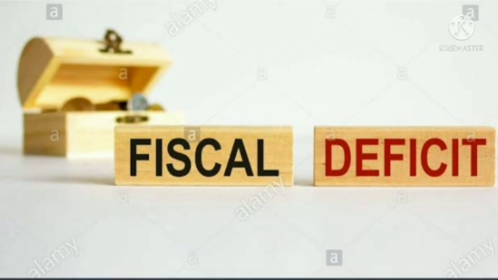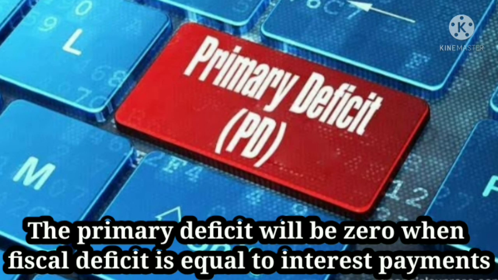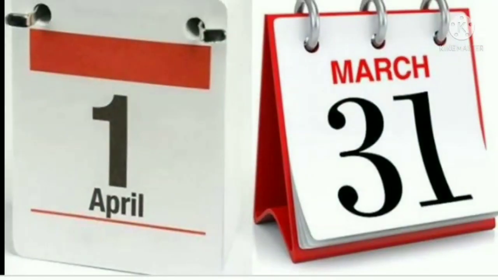Borrowing in the government budget is fiscal deficit. The annual statement of the government's fiscal revenue and fiscal expenditure is known as fiscal budget. The primary deficit in a government budget will be zero when fiscal deficit is equal to interest payments. Financial year in India is April 1st to March 31st.